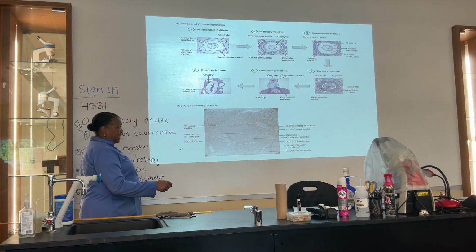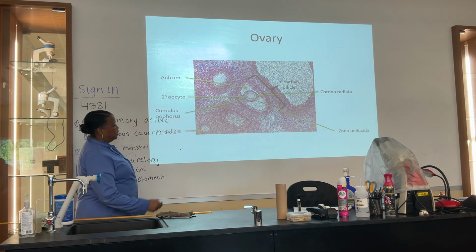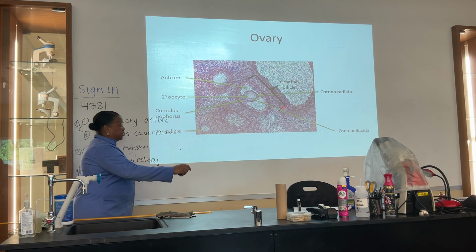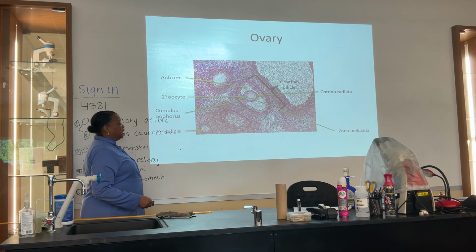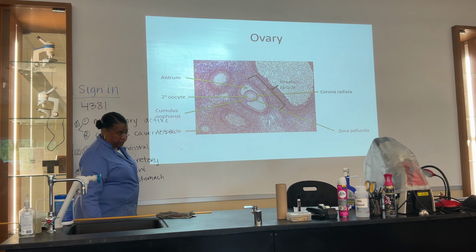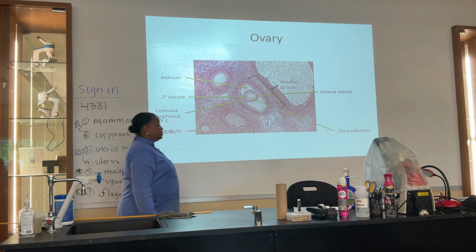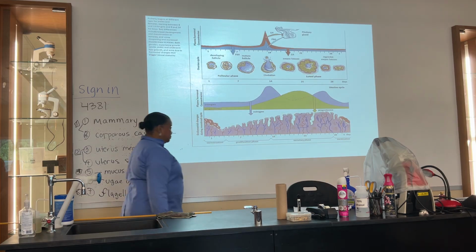the corona radiata, the antrum, the cumulus oophorus. So you can see it here. This entire thing is the dominant follicle. And when the luteinizing hormone peaks, that egg is going to rupture from the ovary. Are we clear? Okay. So those are the things you have to see there.